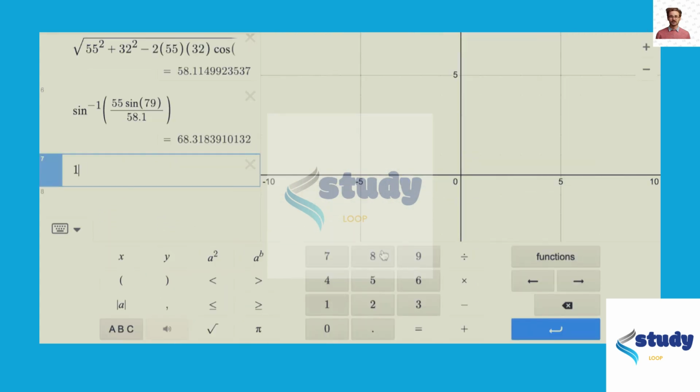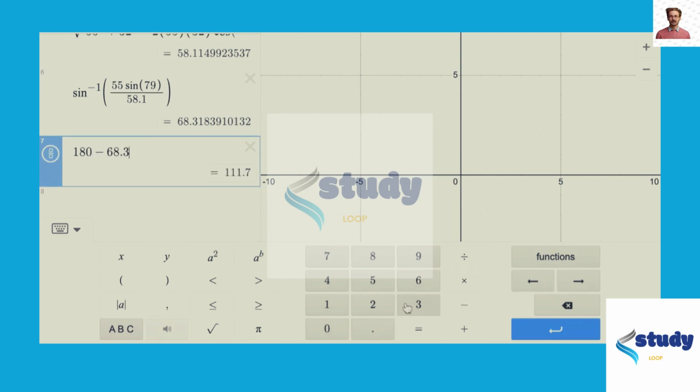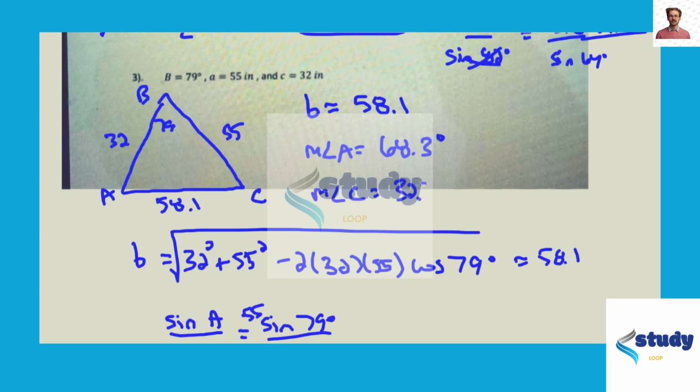And there's 180 degrees in a triangle. We know one of them we just found to be 68.3, and the given one was 79. That leaves 32.7 degrees for angle C.